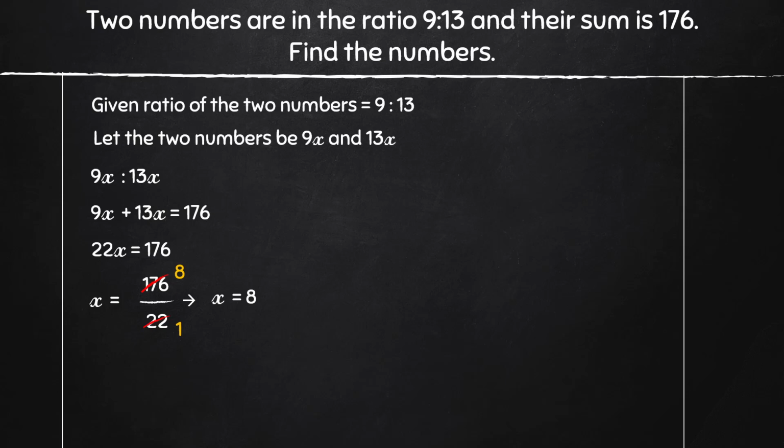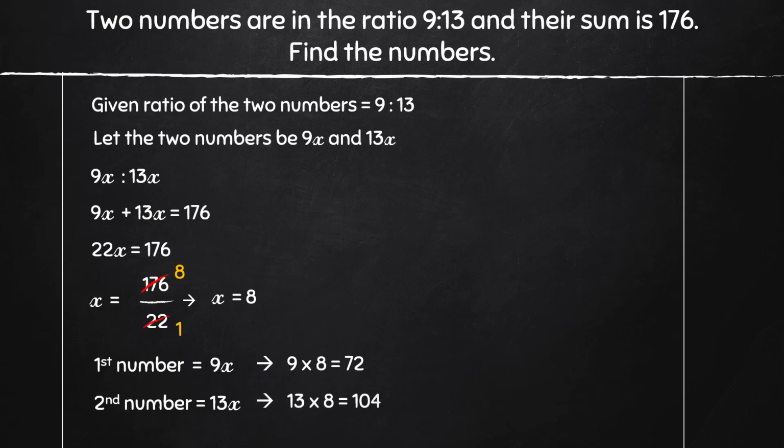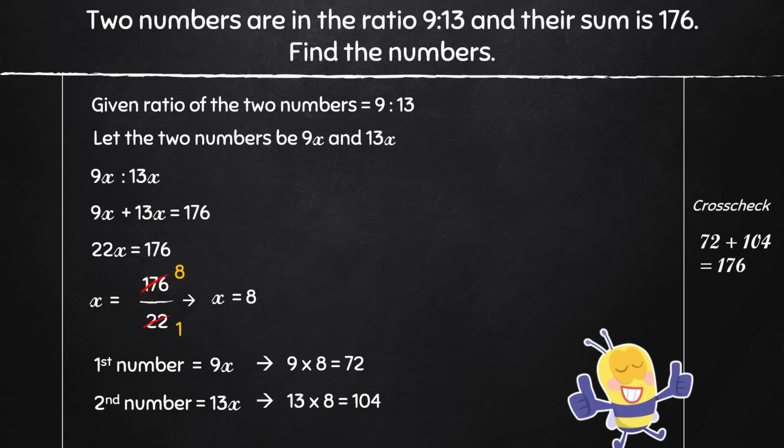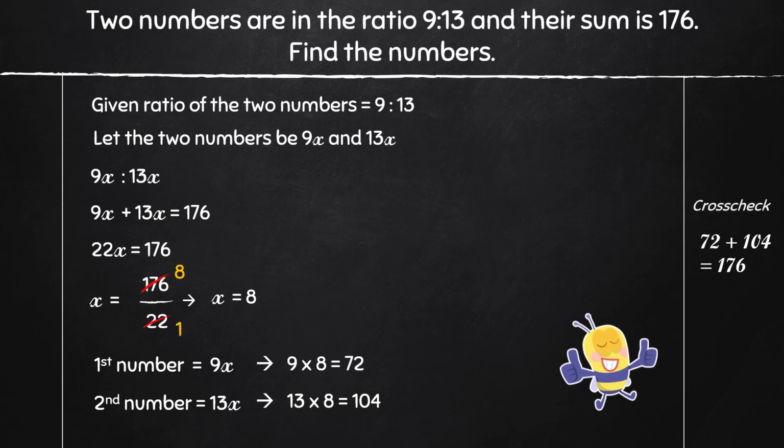Now that we have calculated the value of x, we need to substitute this value in their corresponding ratios. So 9 into 8, 72 is the first number. And for the second number, the ratio was 13x, 13 into 8, which is equal to 104. So if you sum up 72 and 104, we get 176. So our answer is right. So the final answer step.